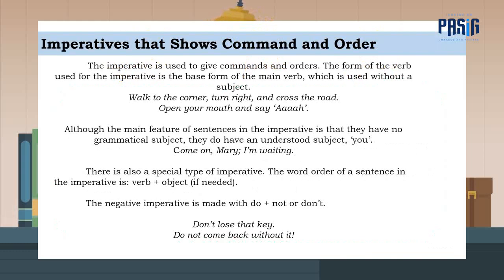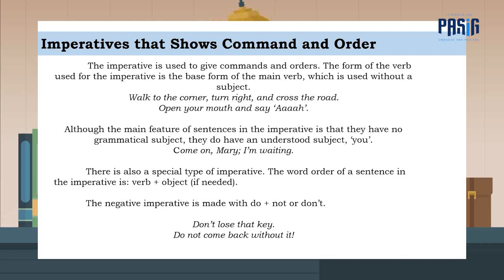Imperatives that show command and order. The imperative is used to give commands and orders. The form of the verb used for the imperative is the base form of the verb, which is used without a subject. For example, walk to the corner, turn right, and cross the road. Next, open your mouth and say, ah.